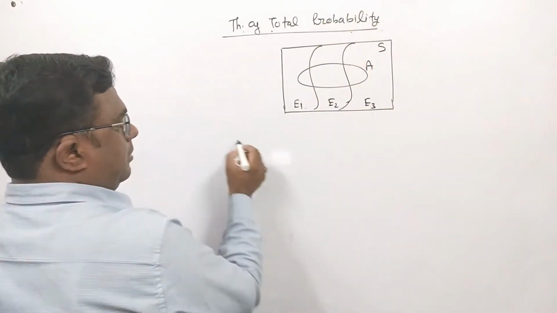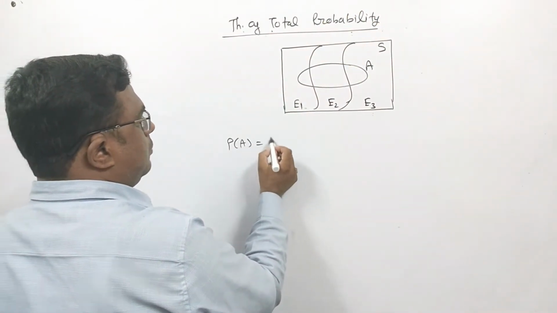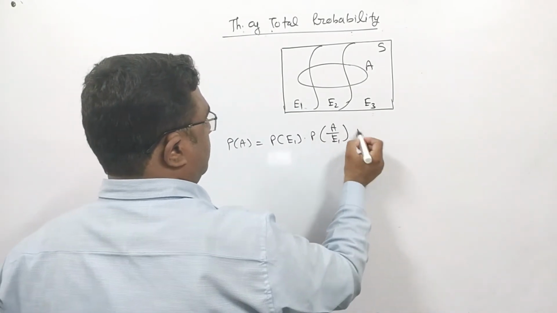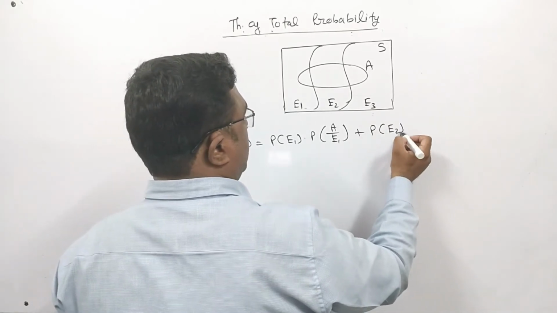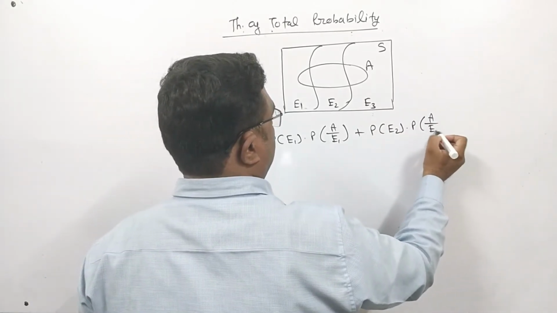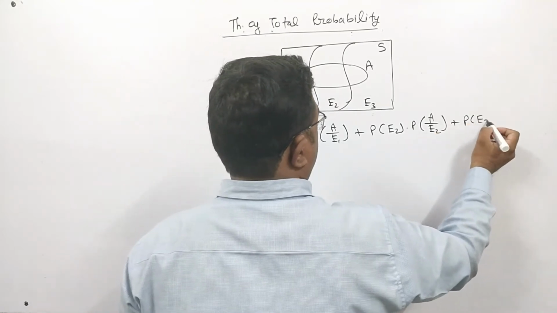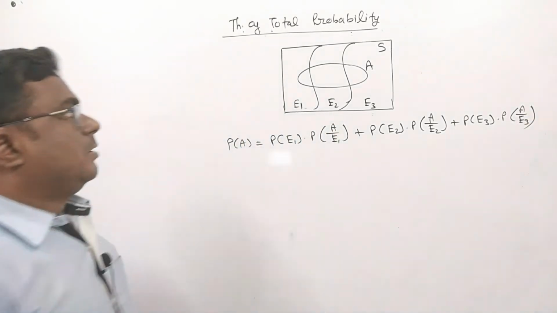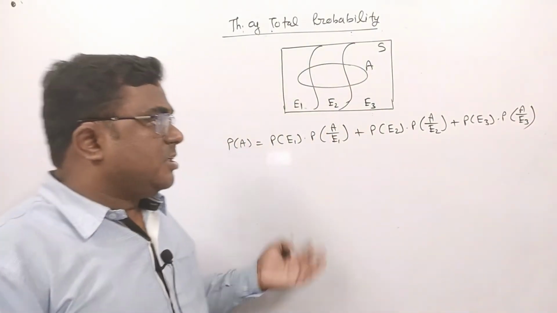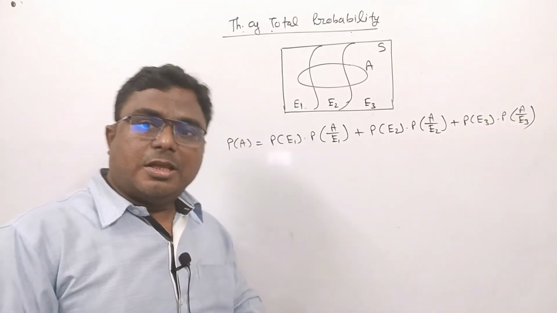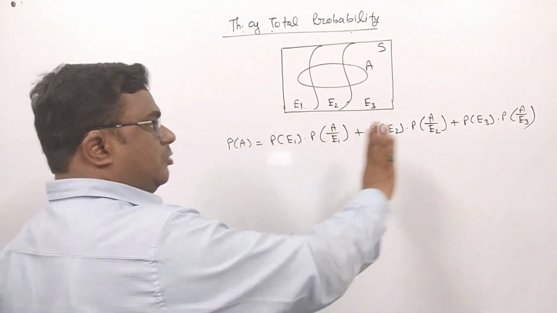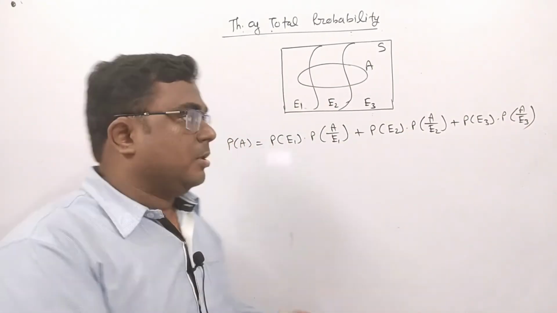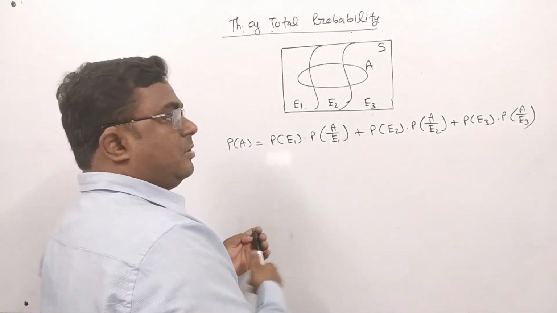Then according to this theorem, P(A) is equal to P(E1) into P(A upon E1) plus P(E2) into P(A upon E2) plus P(E3) into P(A upon E3). This theorem is known as theorem of total probability. By chance, if you have only 2 partitions, then you will remove the third term. And similarly, if you have 4 partitions in a question, then you will add one more term of the same type.